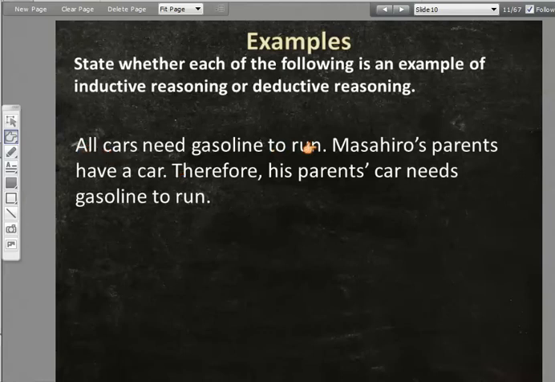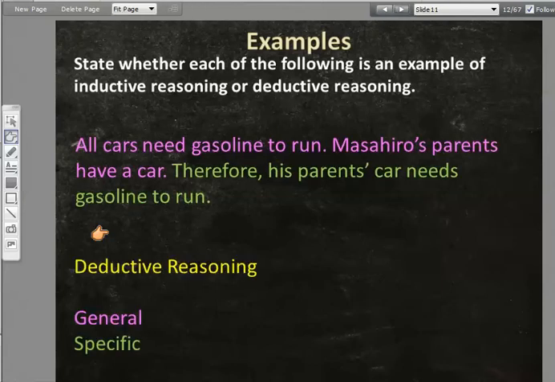Okay, all cars need gasoline to run. Masihiro's parents have a car. I'm going to say that's pretty general. All cars, that's pretty general. But his parents' car needs gasoline to run. It's pretty specific. So it looks like we're going from general to specific again. And we did. And again, I highlighted it for you. The pink is general, the green is the specific.